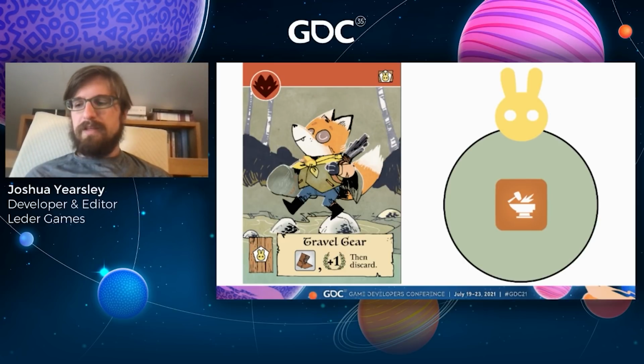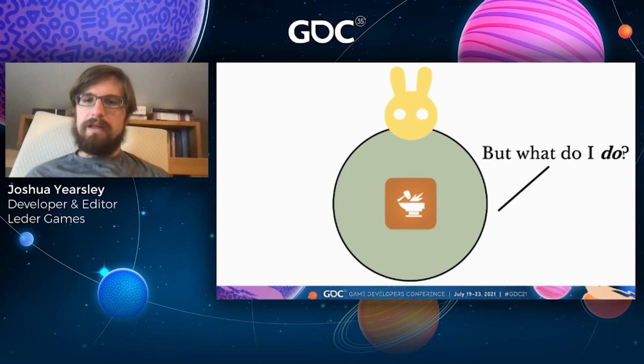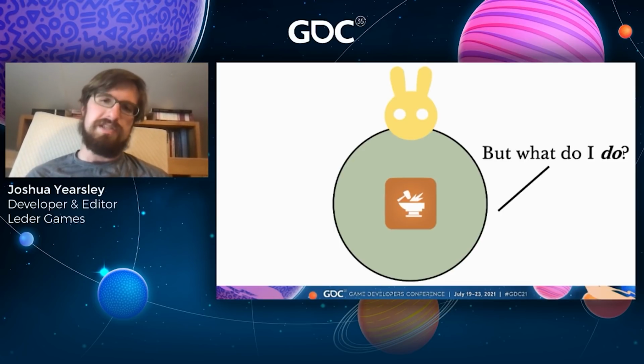But the problem is that there are a lot of parts of the story, and only some of them actually interface with the components. When you craft this card, you end up discarding it, you end up getting this boot, but you don't actually do anything with that workshop. And what we saw all the time was people would just look at that workshop and then they would just say something like, but what do I do with it? And this is a circumstance where I think we're missing an opportunity to provide feedback throughout this entire crafting process.